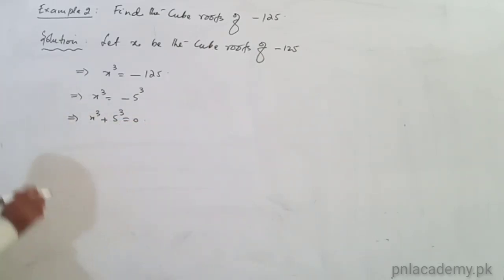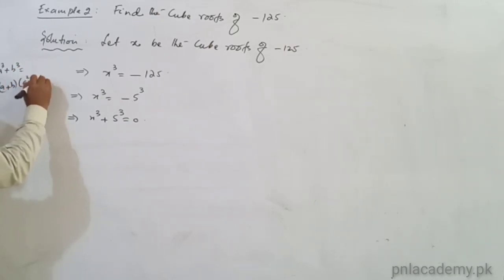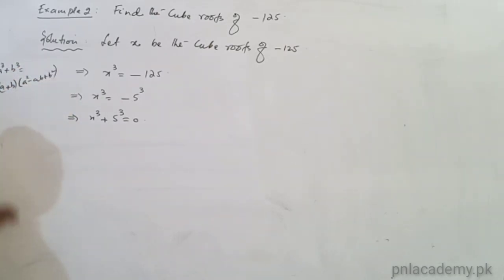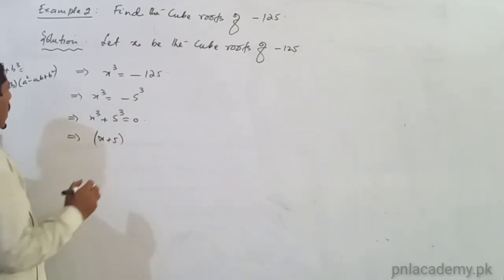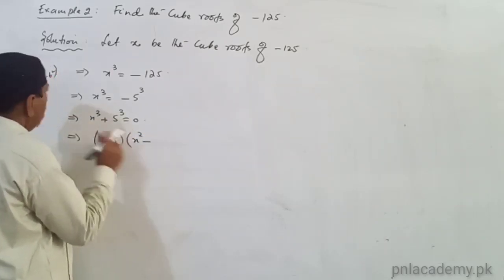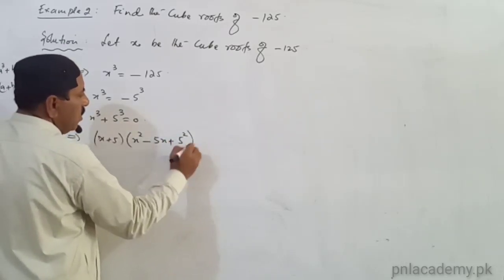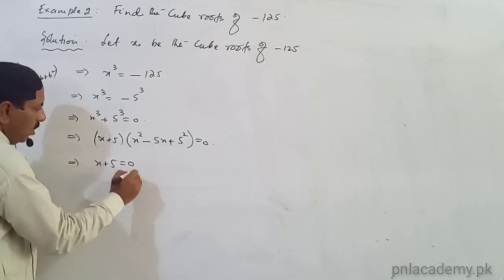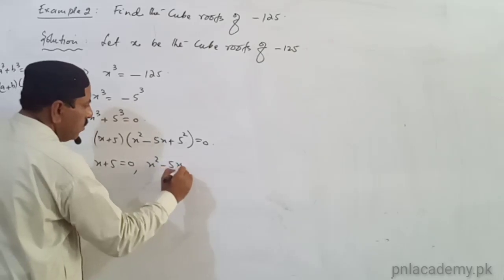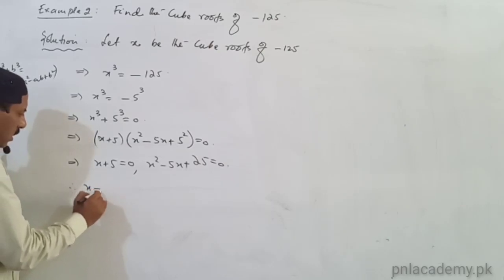This is according to a cube plus b cube, which is a plus b times a square minus ab plus b square. So this will be x plus 5 times x square minus 5x plus 5 square, that is 25, is equal to 0. So either x plus 5 is equal to 0 or x square minus 5x plus 25 is equal to 0. Here x is equal to minus 5.